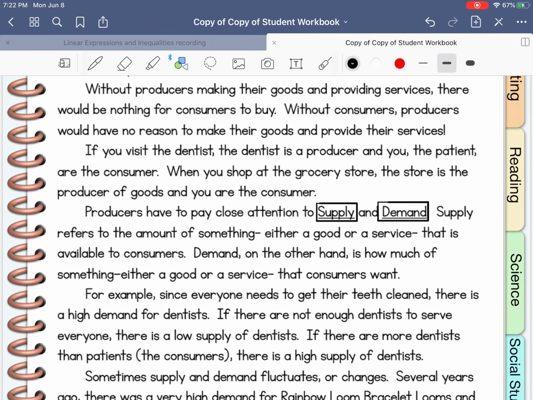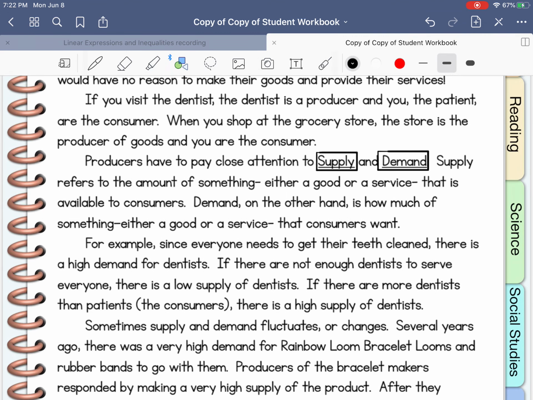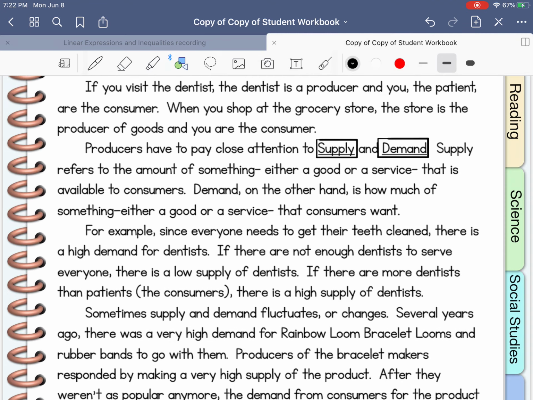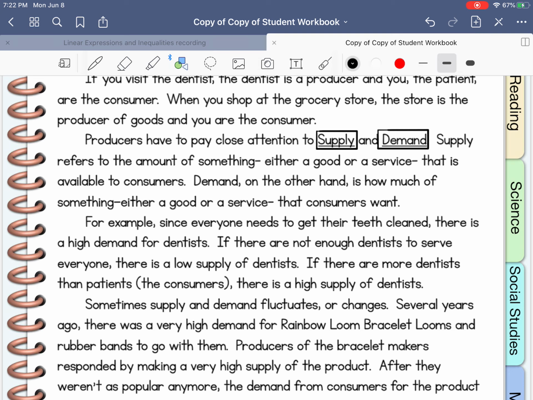Producers have to pay close attention to supply and demand. Supply refers to the amount of something, either a good or a service, that is available to consumers. Demand, on the other hand, is how much of something, either a good or a service, that consumers want. For example, since everyone needs to get their teeth cleaned, there is a high demand for dentists. If there are not enough dentists to serve everyone, there is a low supply of dentists. If there are more dentists than patients, the consumers, there is a high supply of dentists.